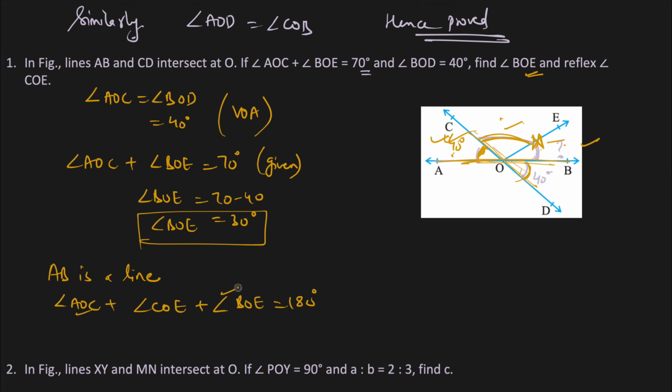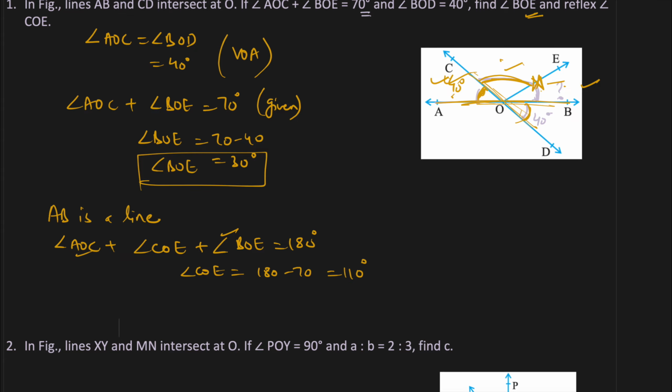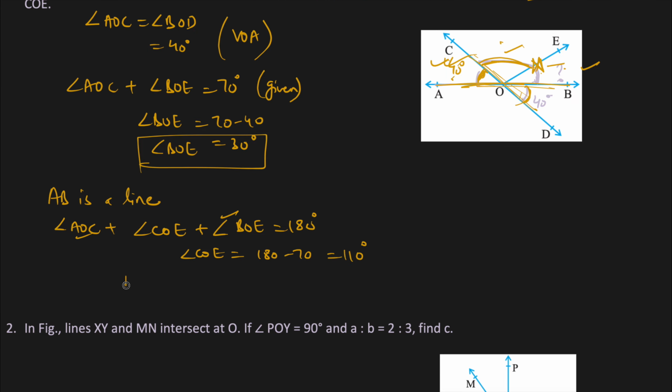So the sum of these two I know is 70. So COE will be what? 180 minus 70, that's 110 degrees. Okay. It's clear till here, students, right? Now, what do you do for the reflex? For the reflex of any angle, we subtract that angle from 360 degrees. So minus it from 360, you will get 250 degrees. So you got your next part answer.